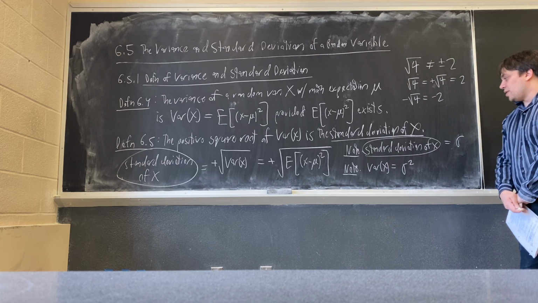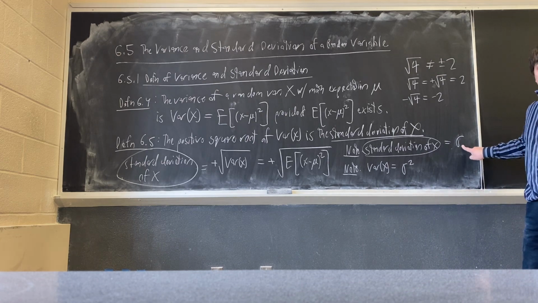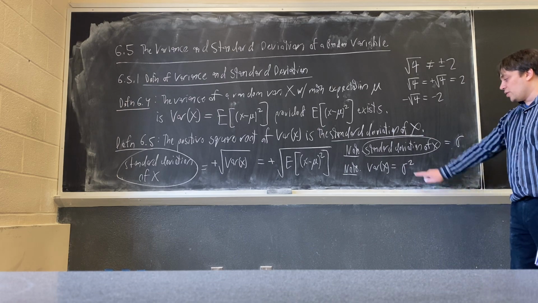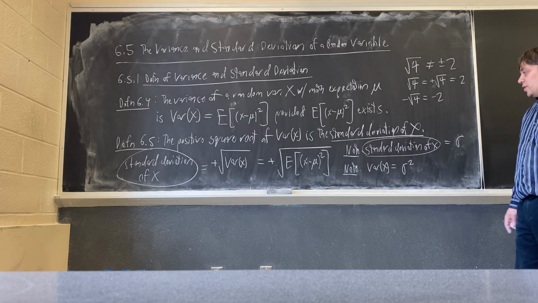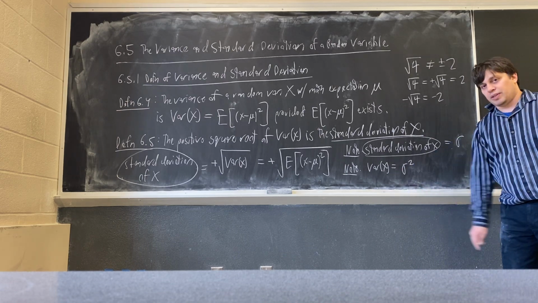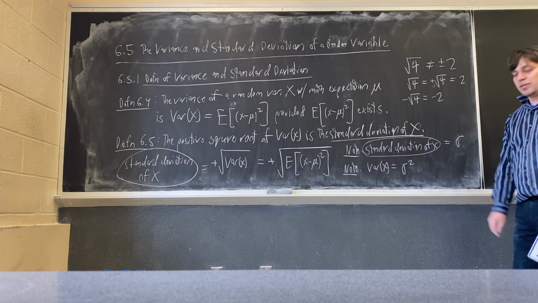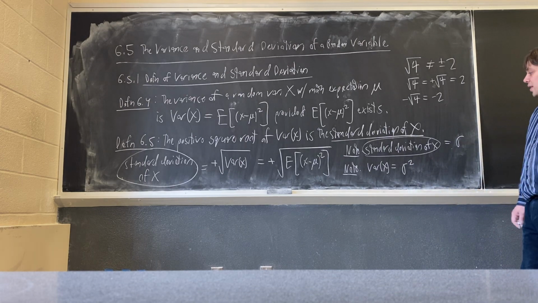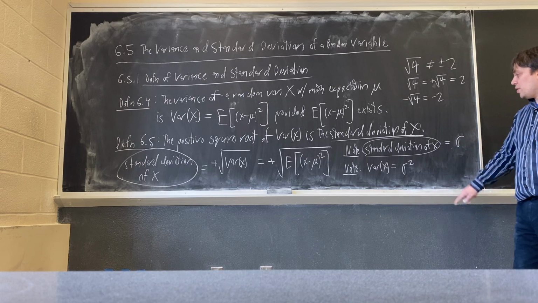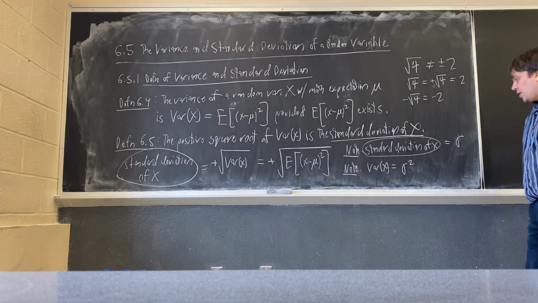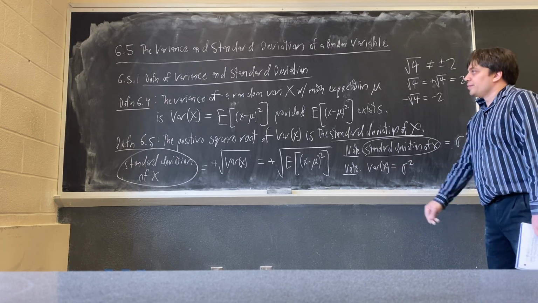So if you want to talk about the standard deviation of a random variable, you can use the notation sigma. And if you want to talk about the variance of x, you could say sigma squared, because the standard deviation is the positive square root of the variance. Okay, and so those are the notations for the standard deviation and the variance of x respectively, sigma and sigma squared.